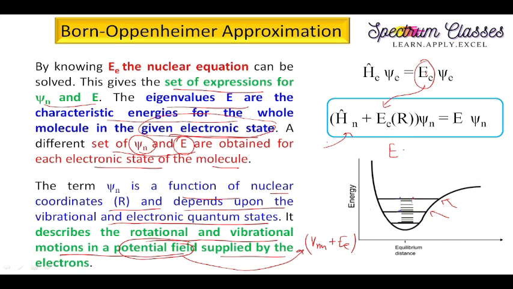Since E for a molecule is the sum of E translational plus E rotational plus E vibrational plus E electronic.